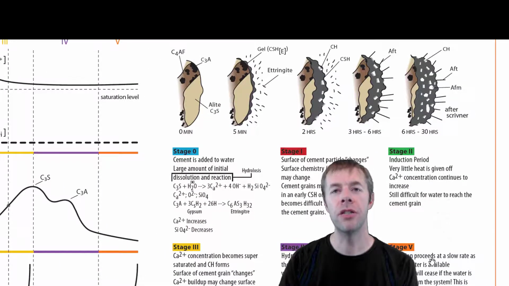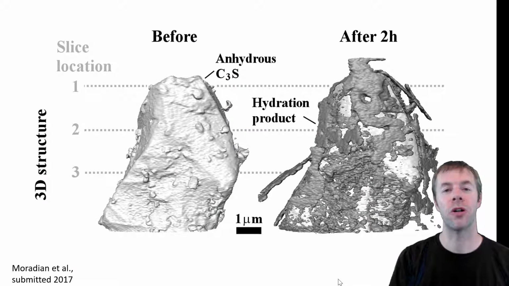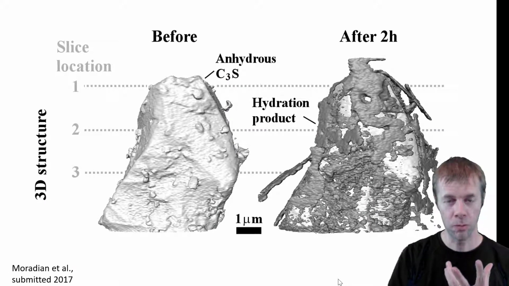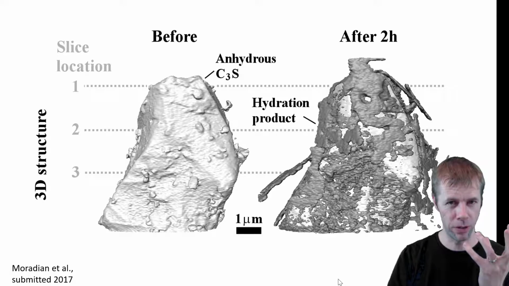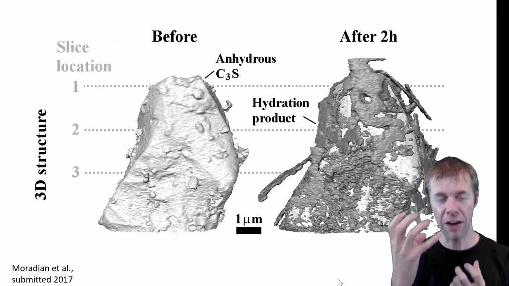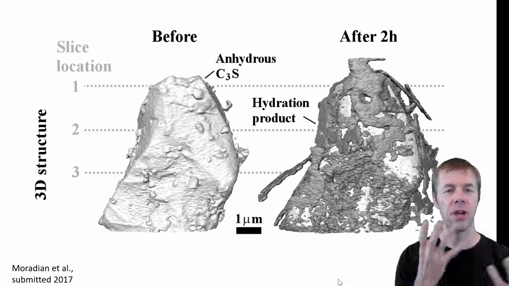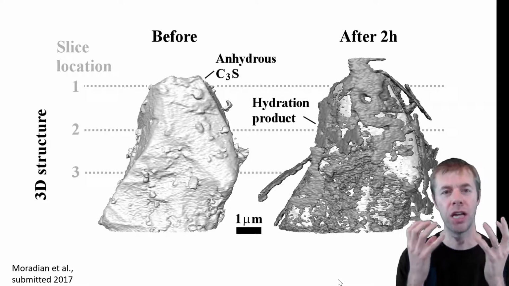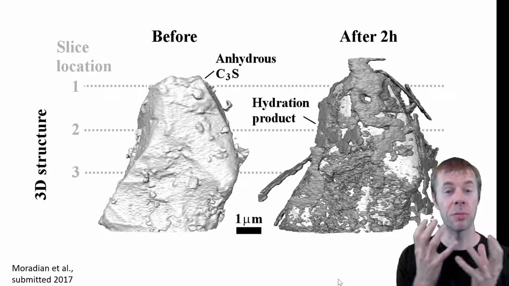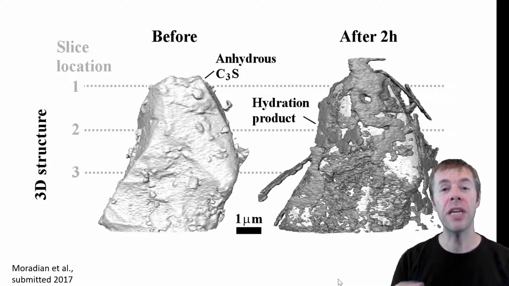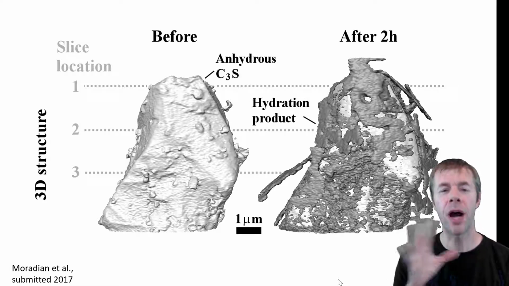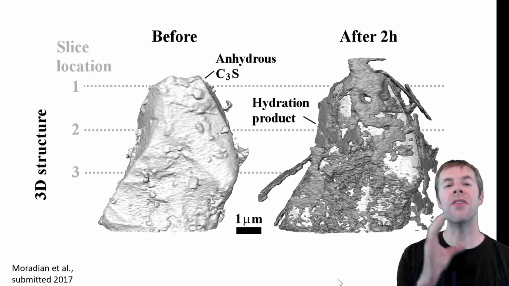Now, this image at the top here suggests that the outside layer is totally covered. I'll show you a picture. That's not quite right. Here's a picture of a C3S particle, a 3D image before, and a 3D image after, a tomograph after. It's been reacted for 2 hours in this solution that's rich in calcium and gypsum, calcium and sulfate. And we can see that this is about the time period when it's in the induction period.